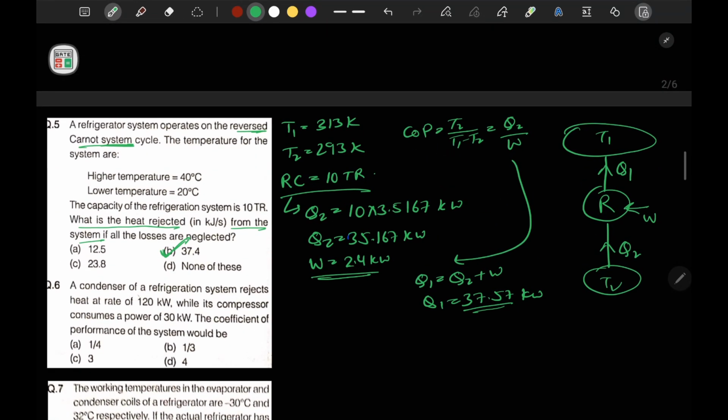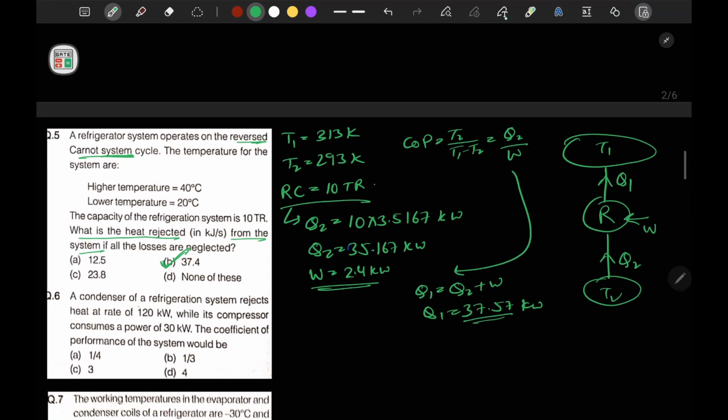And this is question number 5. Our temperature T1 was given as 313 Kelvin. Okay, we have been given T1 is equal to 40 degrees Celsius, so 313 Kelvin. T2 is equal to 20 degrees Celsius, 293 Kelvin. Okay, it is mentioned that the capacity of refrigeration is 10 TR. So this 10 TR is our refrigeration capacity.